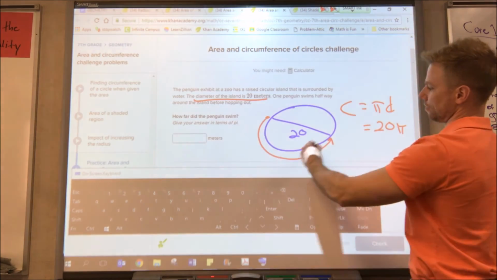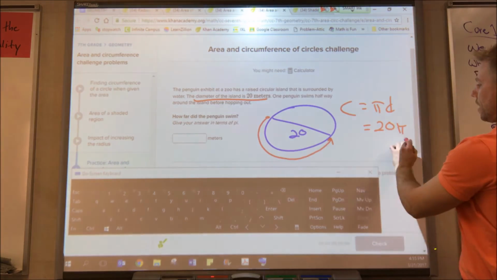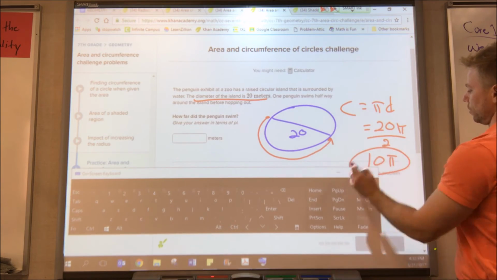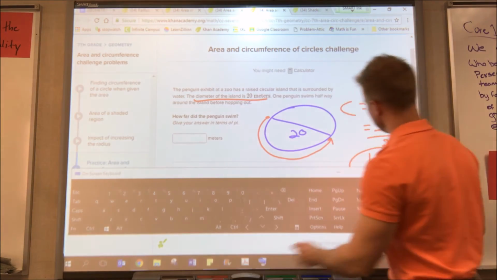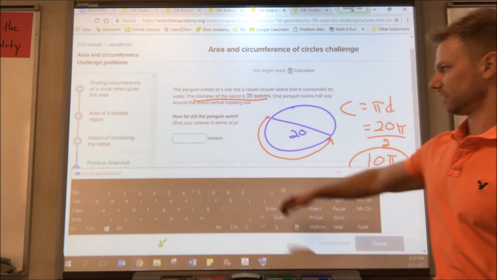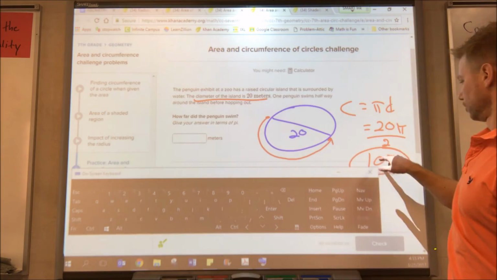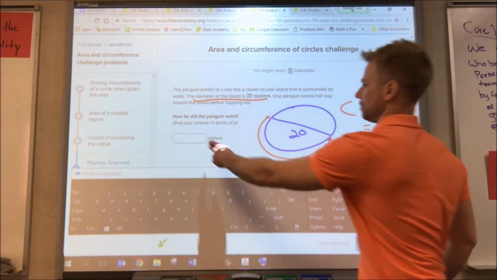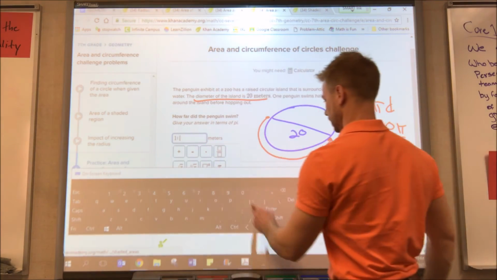But we only want half of that because the penguin only swam half. So we divide that by 2, and we know the penguin swam 10 pi meters. Now again, it says give your answer in terms of pi, so we have to leave it just like that. We can't use 3.14 again. So we put in 10 pi.